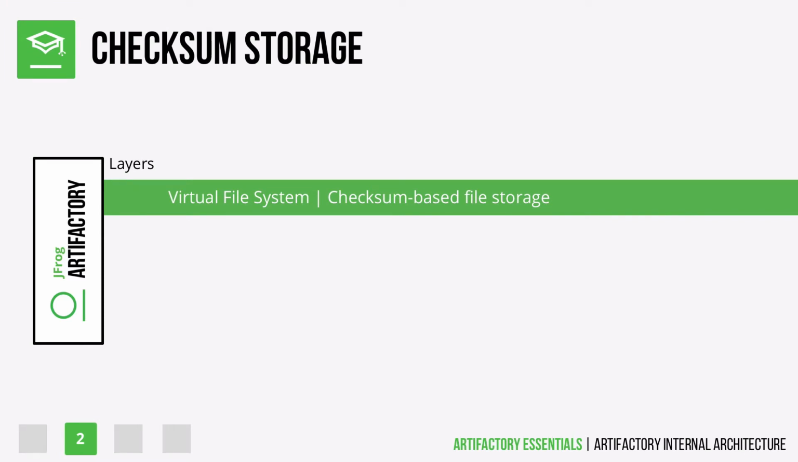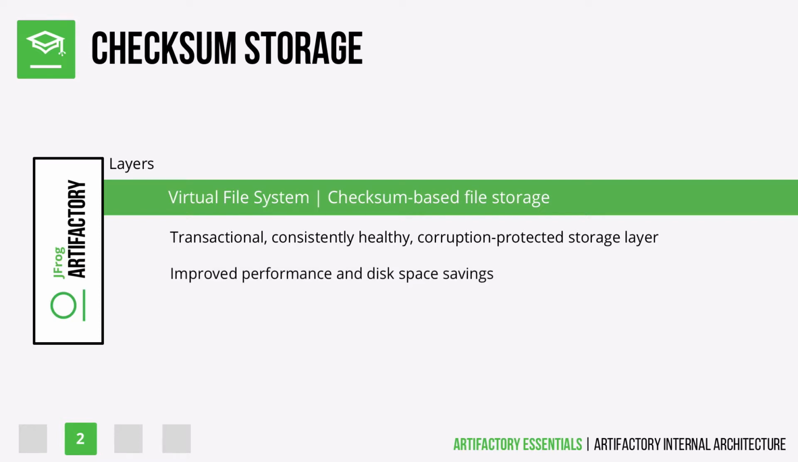its checksum-based storage advantage. Artifactory's checksum-based storage provides a transactional, consistently healthy, corruption-protected storage layer. Because it's a one-time storage concept, checksum-based storage provides significant performance and disk space savings. Disk space savings of 15 to 30% are not uncommon. In this system, files themselves are not actually moved. What's moved when you copy and move a file is the database reference for the file. Since only the reference to the file is moved, transactions in Artifactory are significantly faster than traditional file systems.